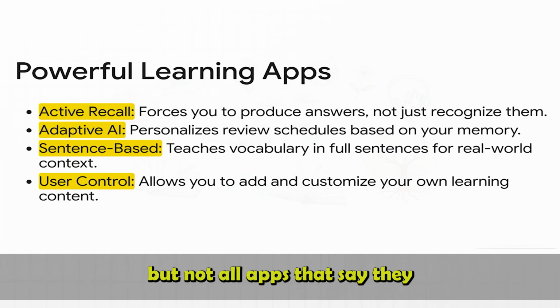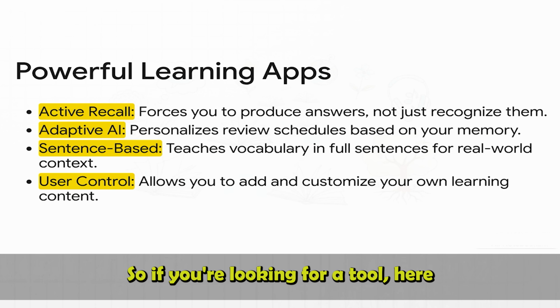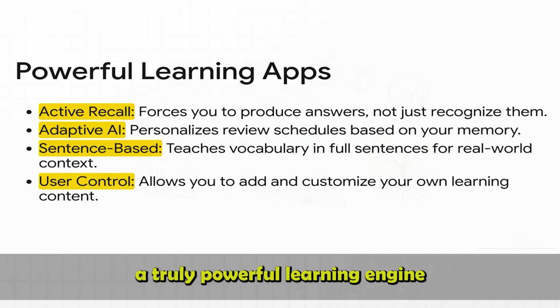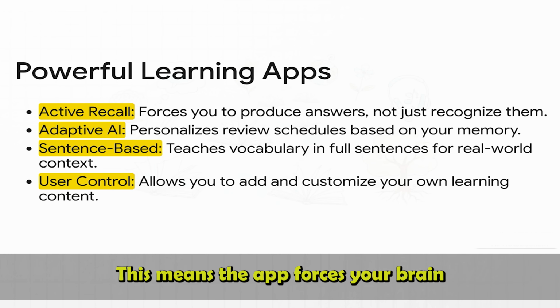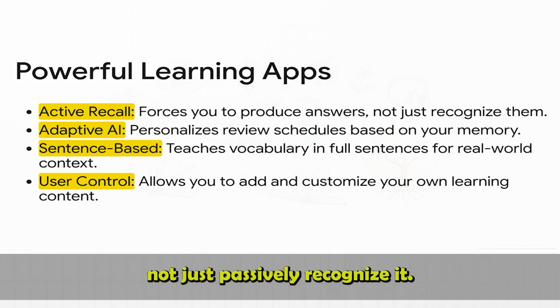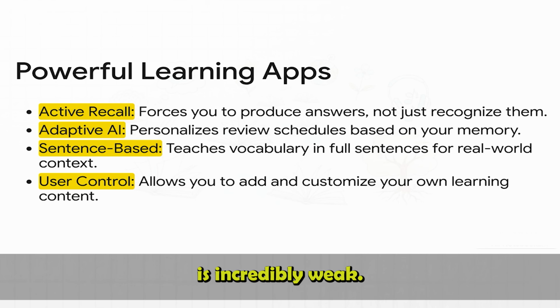But, and this is a big but, not all apps that say they use SRS are created equal. Far from it. So if you're looking for a tool, here are the non-negotiable features that separate a truly powerful learning engine from a simple digital game. First, it absolutely must be built on active recall. This means the app forces your brain to produce the answer from scratch, not just passively recognize it. Simply flipping through flashcards and thinking, oh yeah, I know that one, is incredibly weak.